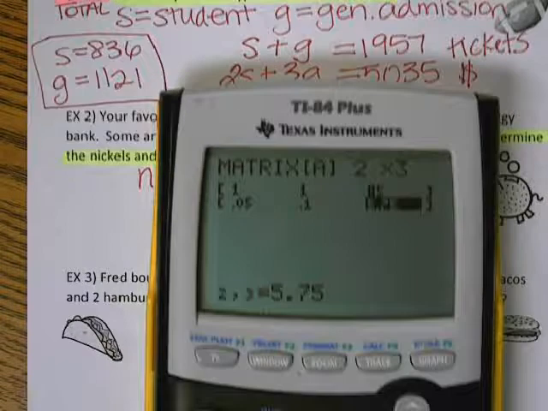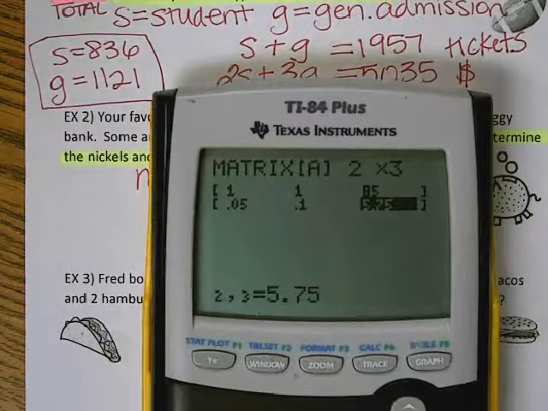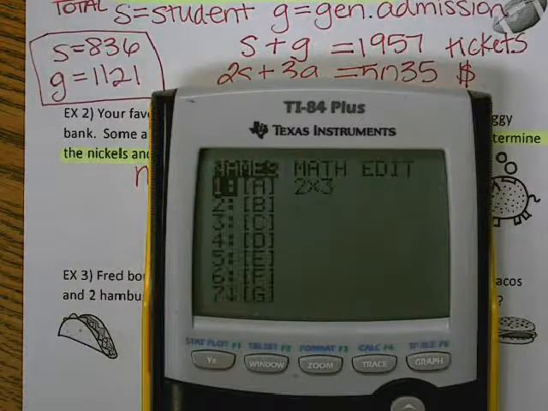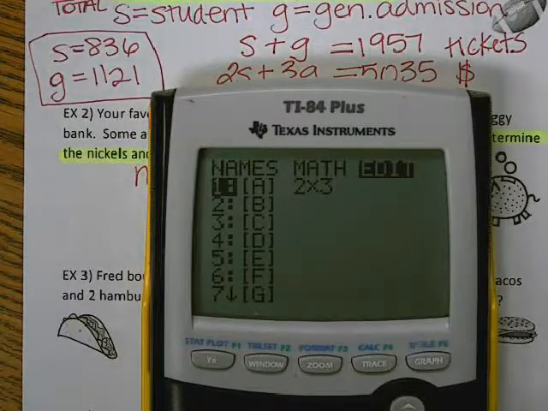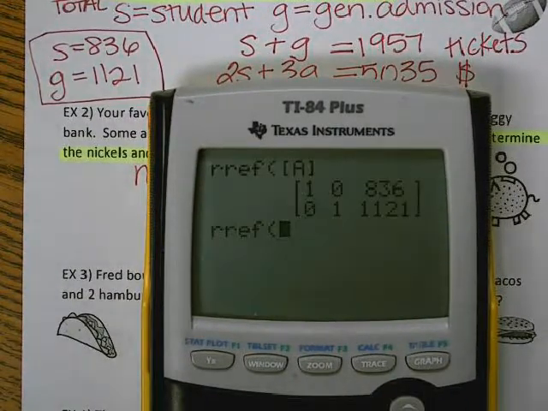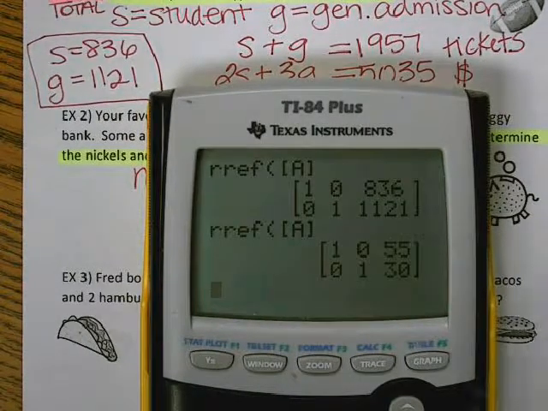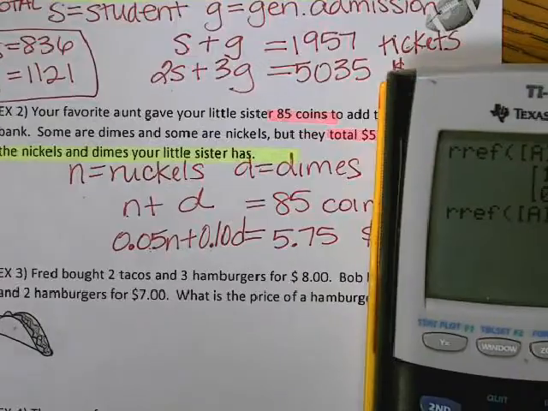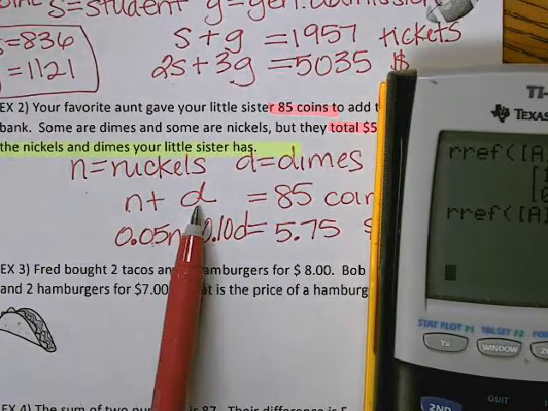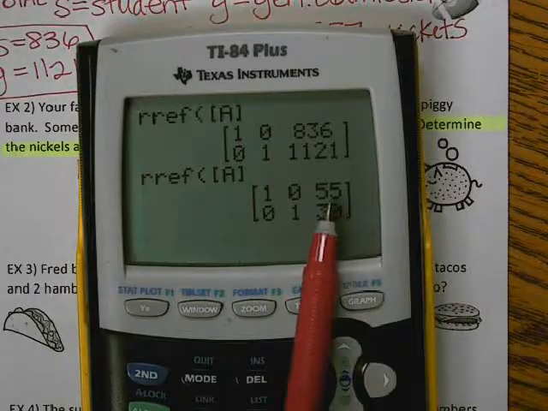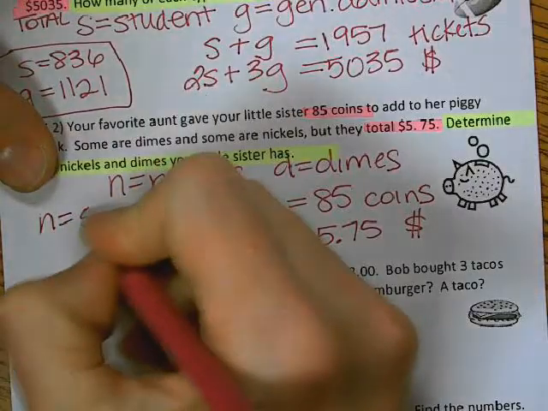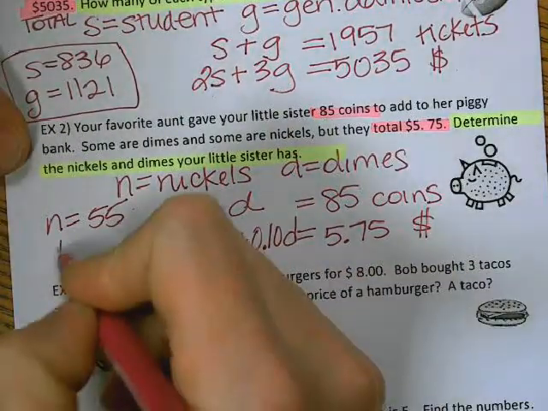Okay, so after you enter your matrix into your calculator, it looks like this. Then you're going to figure out the answer. So second quit, second matrix, arrow over to math, RREF. Second matrix, enter, enter. So 55 and 30. How do I know which one is which? I look at my equation. In my equation, nickels came first, dimes came second. So in my matrix, 55 is nickels and 30 is dimes. So nickels equals 55 and dimes equals 30.